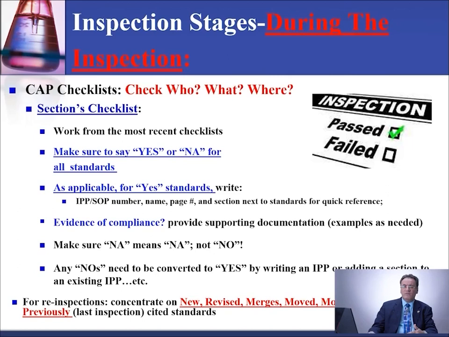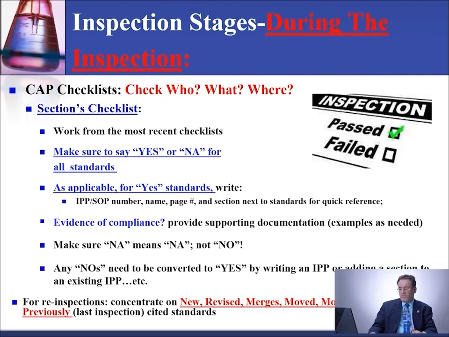So you need to convert the no to IS by either writing a policy procedure, adding a section to a policy procedure, or maybe developing a form or ordering something. Maybe you need to order something in order to comply with the standard.